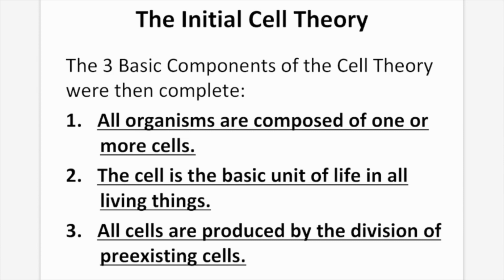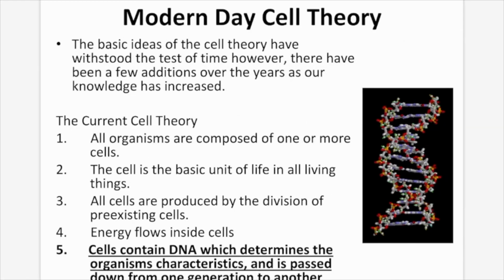So let's take a look at our initial cell theory. Our initial cell theory had 3 basic components. First of all, organisms are composed of 1 or more cells. Number 2, the cell is the basic unit of life in all living things. And number 3, all cells are produced by the division of pre-existing cells. So those are our three main ideas that we're starting with. And then from there, we were able to advance our theory.